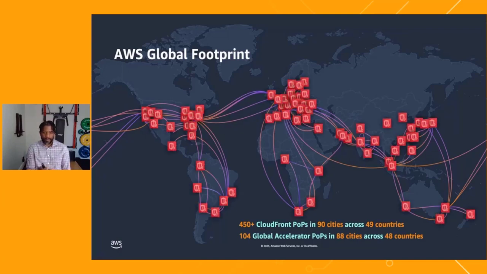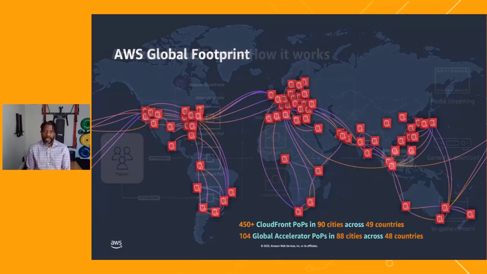As you can see, these edge locations are all over the globe. They're in 90 cities across 49 countries. Now, some of the use cases for Amazon CloudFront are delivering fast, secure, static and dynamic gaming content and APIs. Also, it helps to accelerate both live and on-demand streaming video content. It supports low latency gaming. Also, it allows you to deliver large patches of gaming updates and content quickly and in a low latency manner.